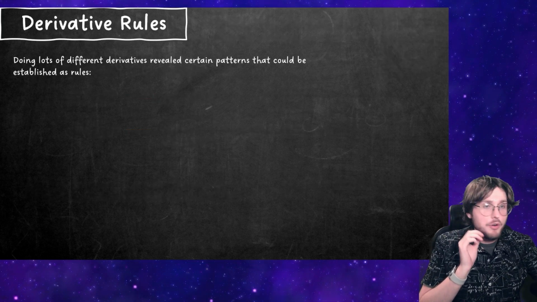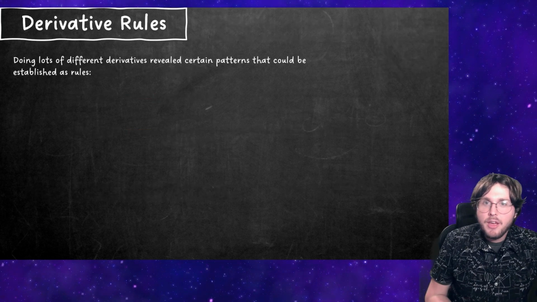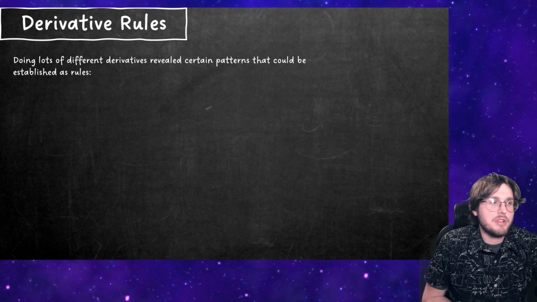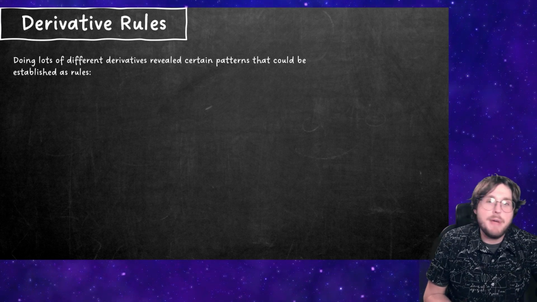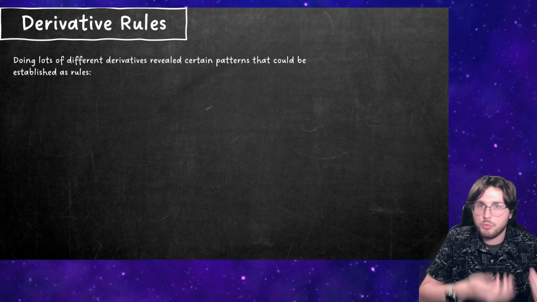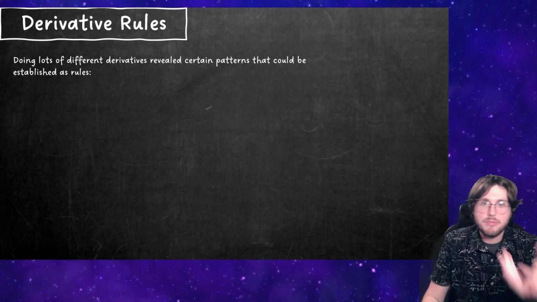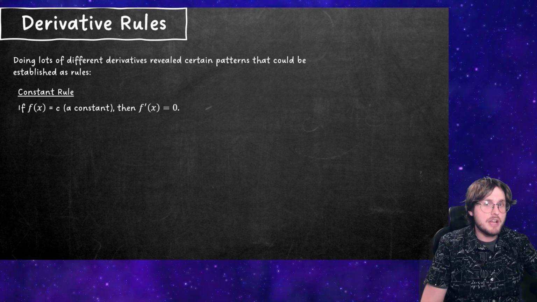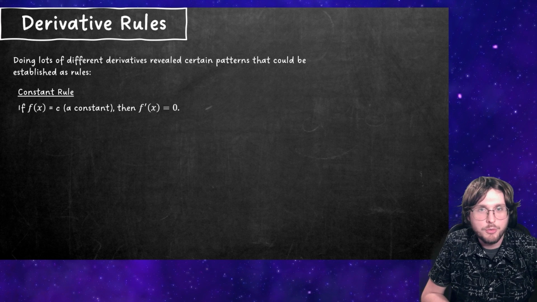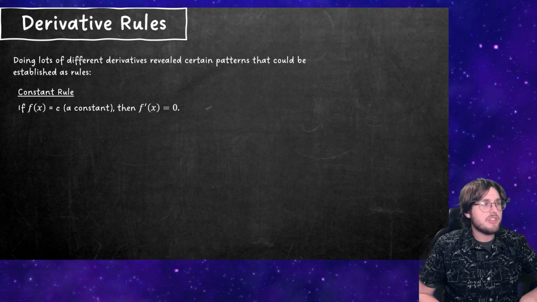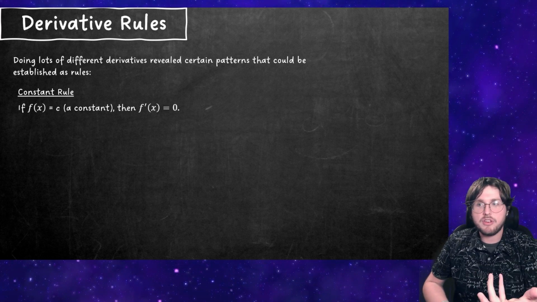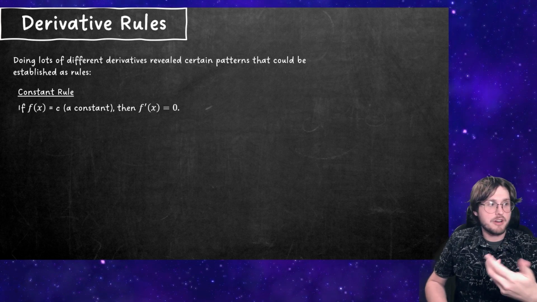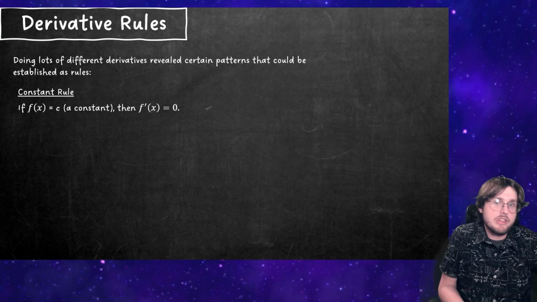Now, on the mathematics front in general, after people started playing around with the derivative method a little bit, they started to notice a lot of different patterns that could be established as rules, as they seemed to be valid enough, or made logical sense. One thing that made logical sense was this first one, the constant rule. The constant rule simply says that if your function is a constant value, which we're defining as c, then the derivative of that function, f prime of x, is always going to equal 0.